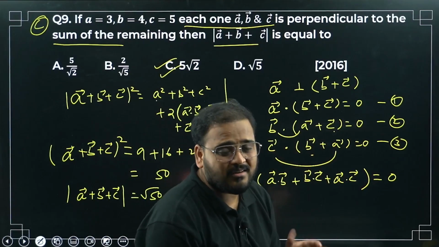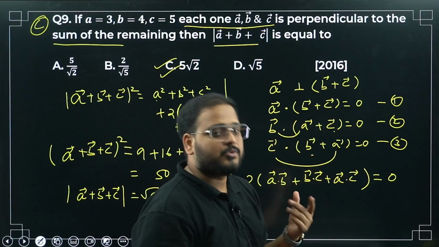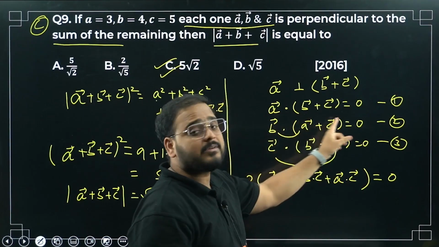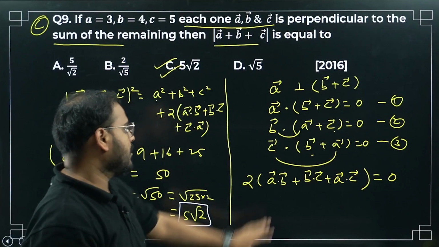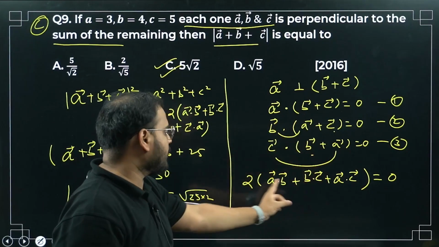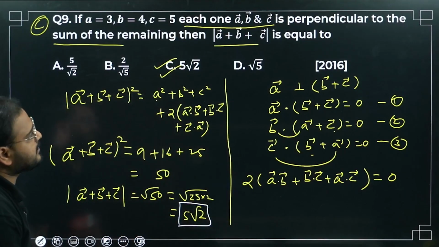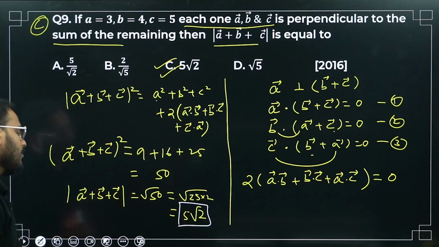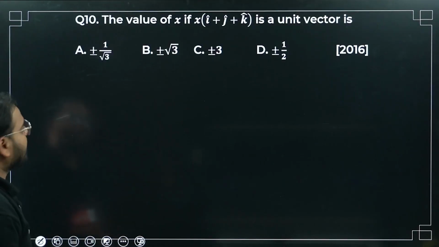Cos 90 is 0. Perpendicular means dot product, cos theta will come. So cos 90 is 0. So a dot (b plus c) is 0. Same way, b dot (a plus c) and c dot (a plus b) is also 0. From here, if we add all the three equations, we get what? Twice of this. Using it in the formula, (a plus b plus c) the whole square, getting the answer to be 5 root 2, option number C. Moving on to question number 10.